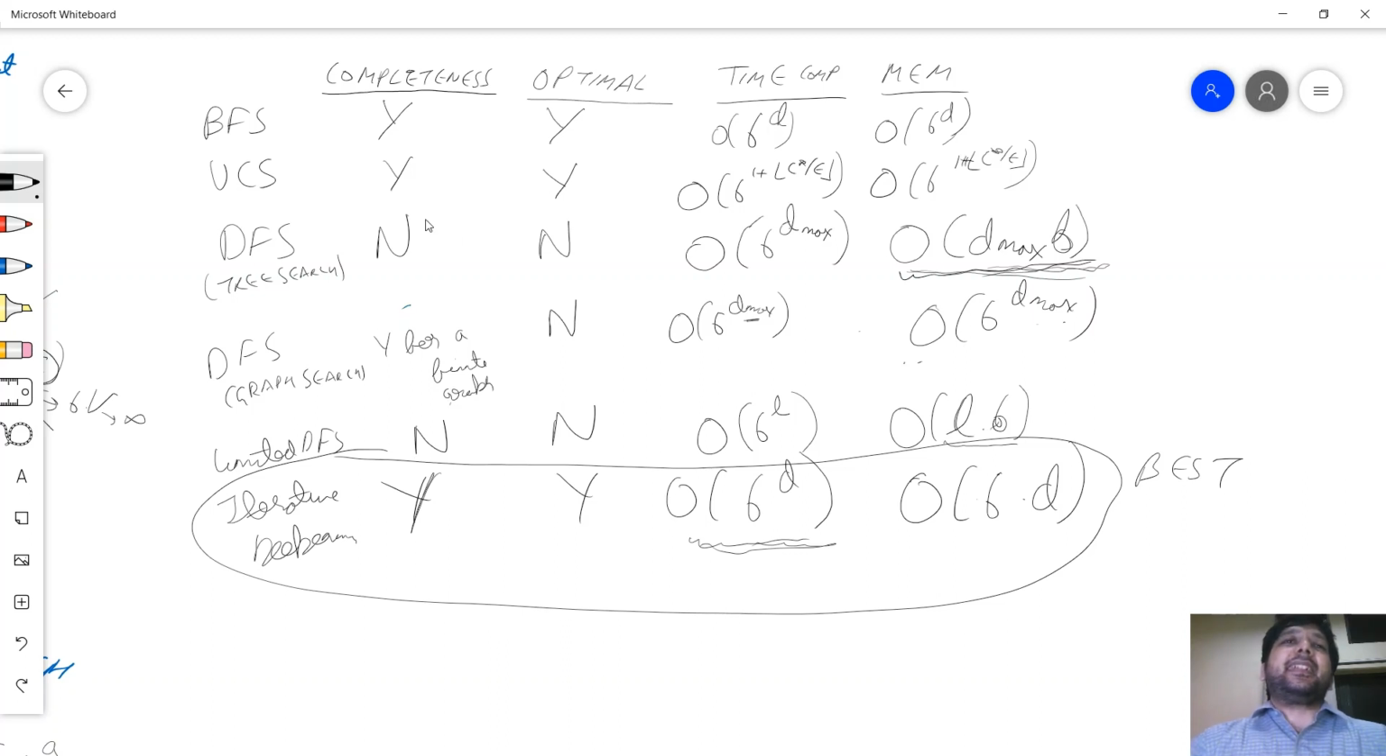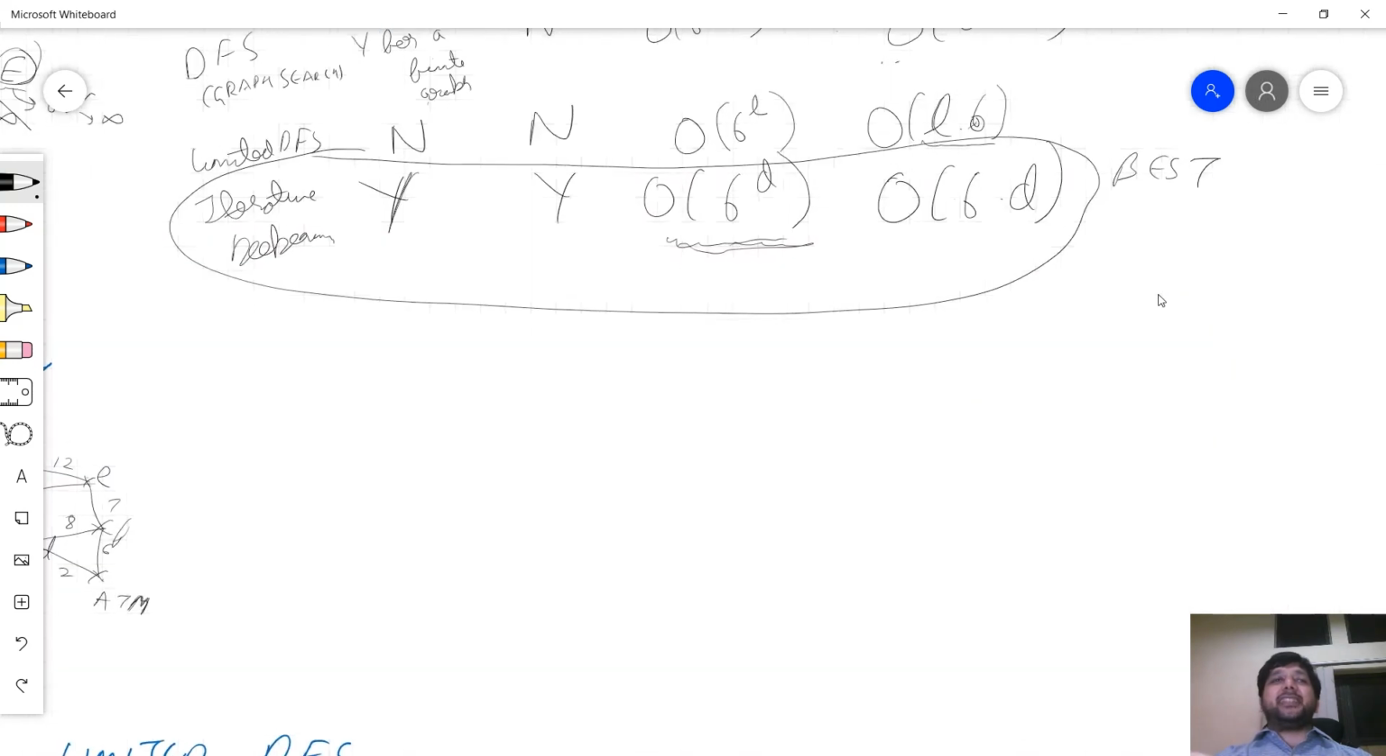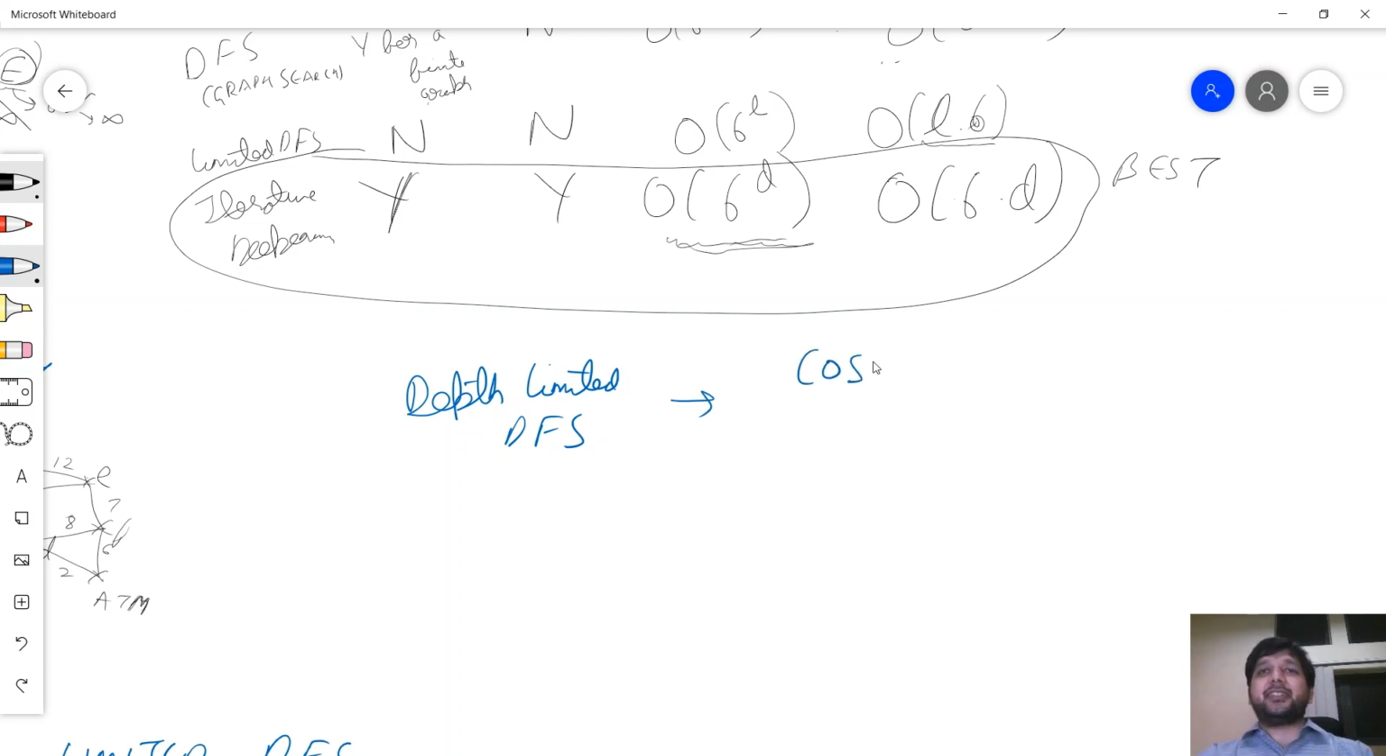Now, BFS became UCS. So what if the graph is weighted? Because DFS is also for unweighted graphs only. So it's optimal only when it is unweighted. And therefore I won't repeat the algorithm. I'll just write down, just like you've got in depth limited DFS, now I have to write it in cost. You've also got cost limited.